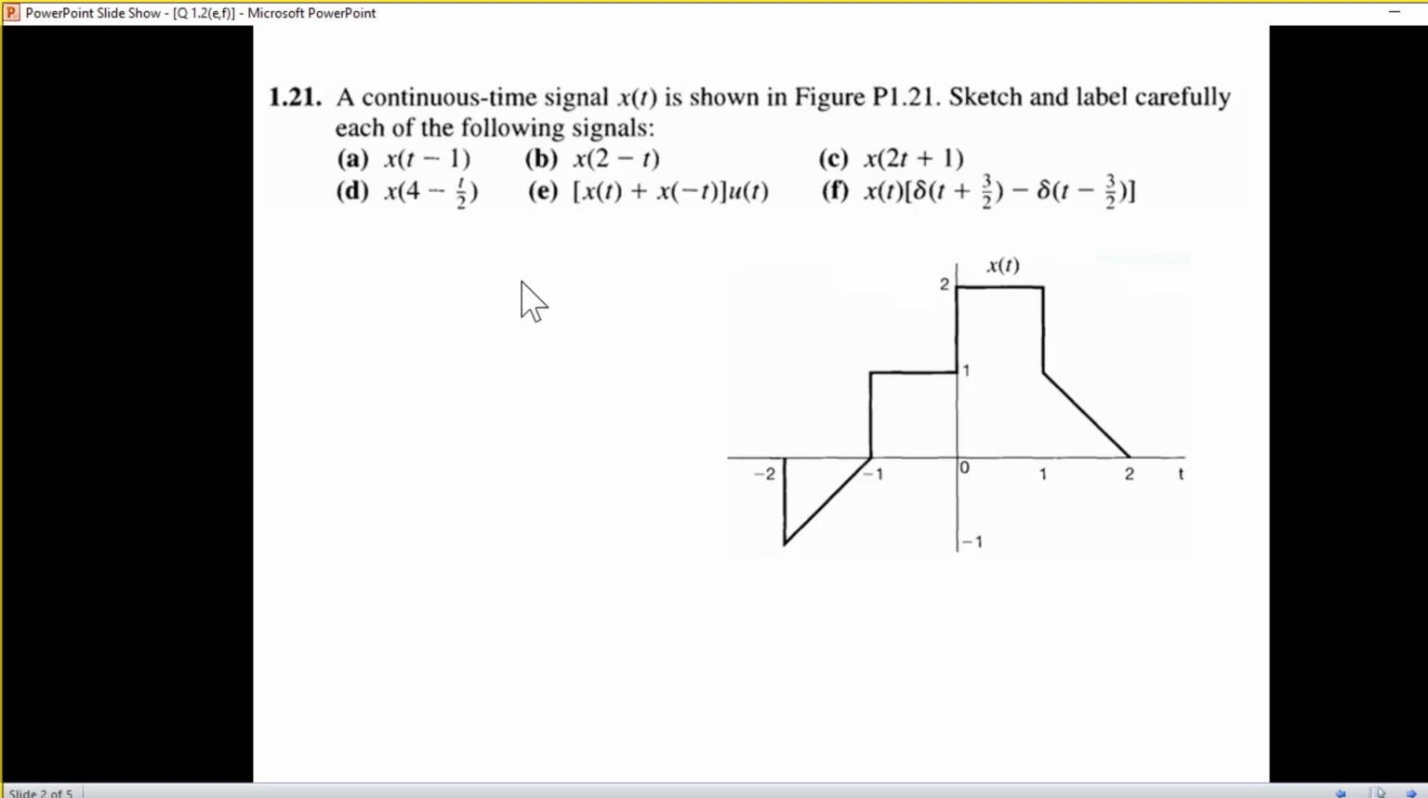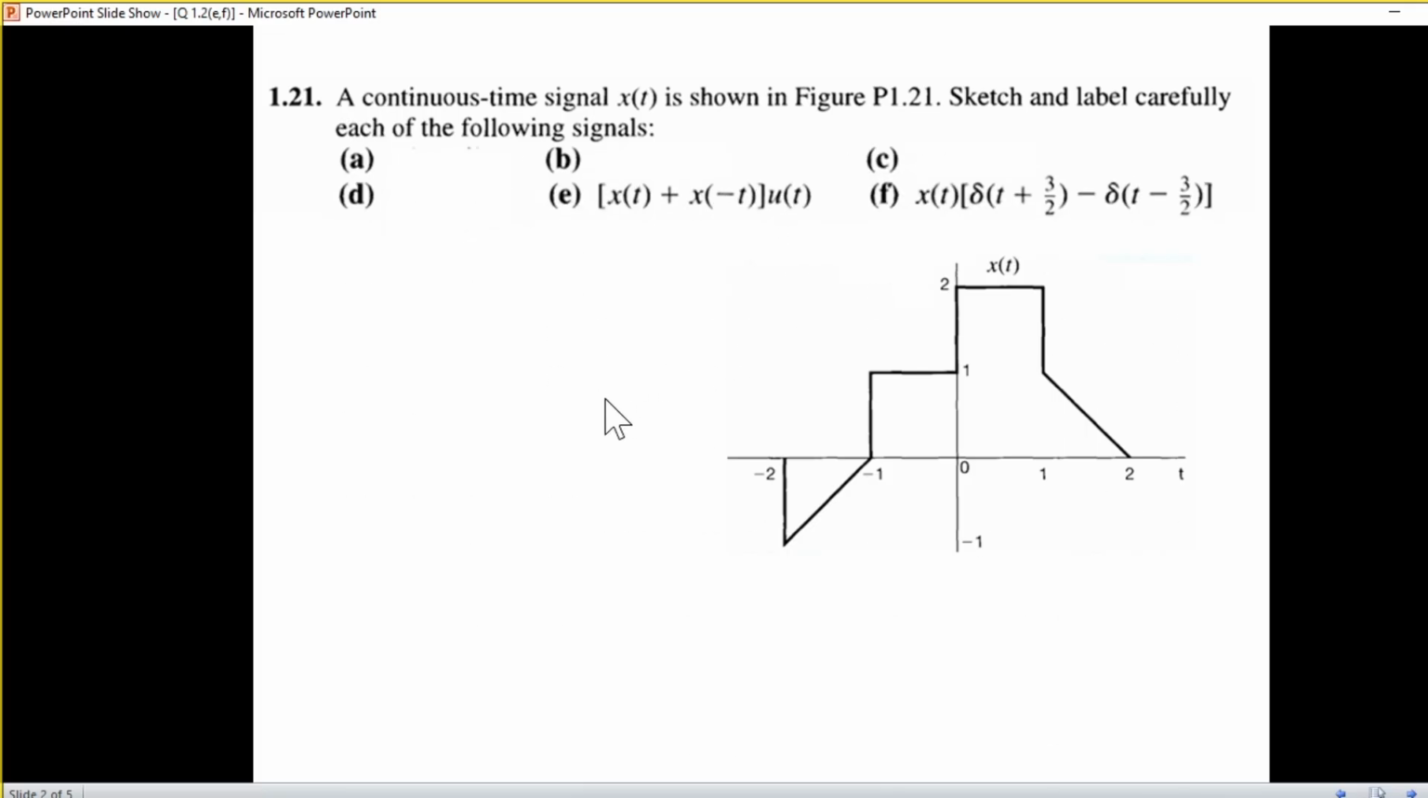This is the original question, 1.21. It has 6 parts, and this is the diagram for the x(t). As I mentioned, I'll give the link for these 4 parts, A, B, C, and D. So we'll only do E and F in this video.